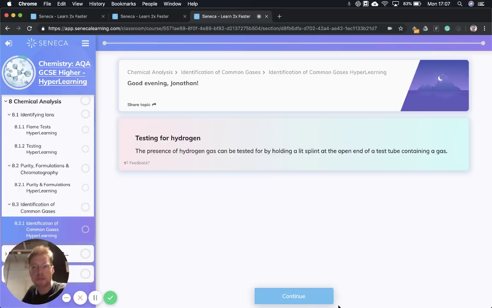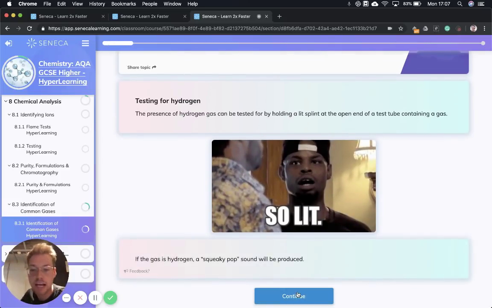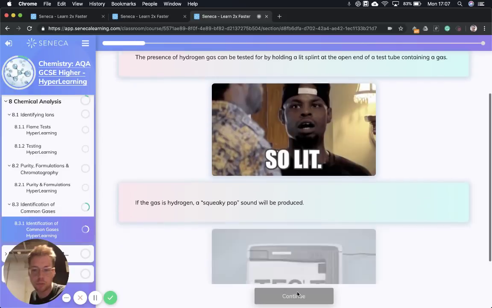Testing for hydrogen. The presence of hydrogen gas can be tested by holding a lit splint at the open end of a test tube containing a gas. If the gas is hydrogen, a squeaky pop sound will be produced.